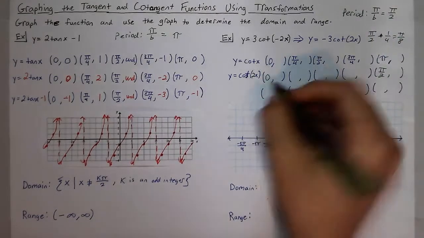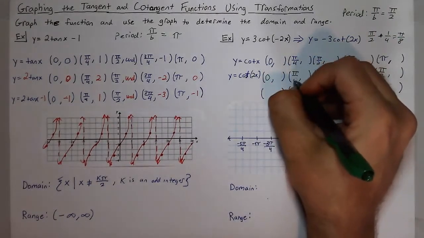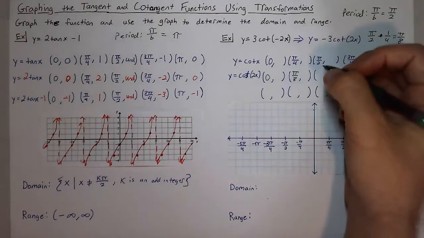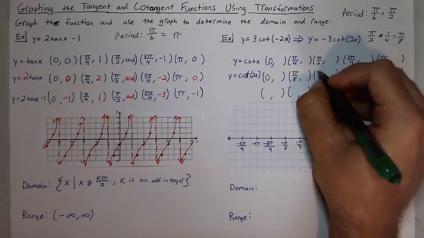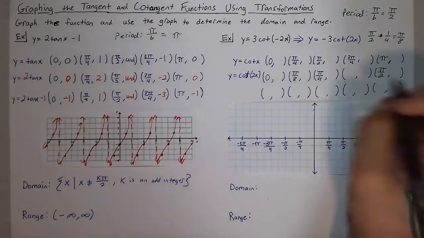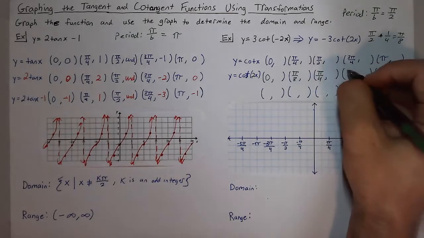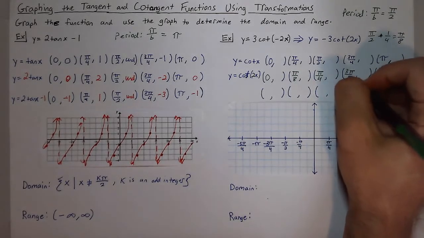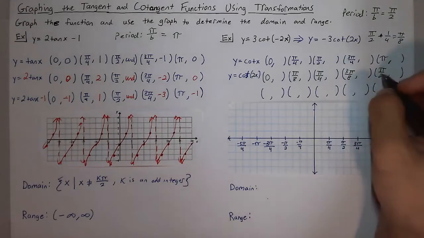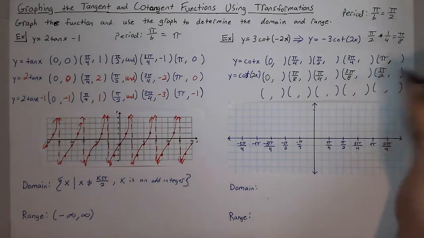So 0 plus pi over 8 is pi over 8. Pi over 8 plus pi over 8 would be 2 pi over 8, also known as pi over 4 when you simplify. 2 pi over 8 plus pi over 8 is 3 pi over 8. And 3 pi over 8 plus pi over 8 is 4 pi over 8, which is pi over 2.